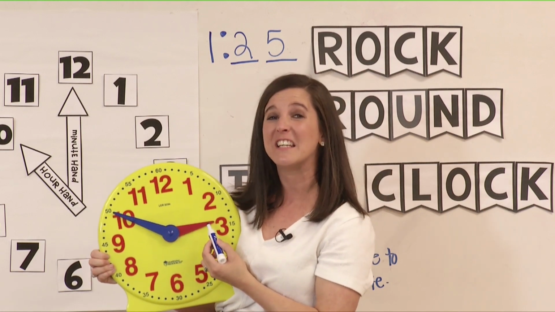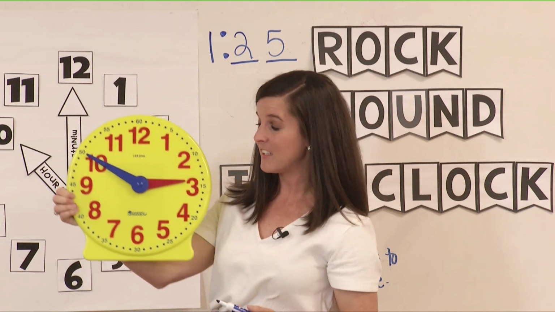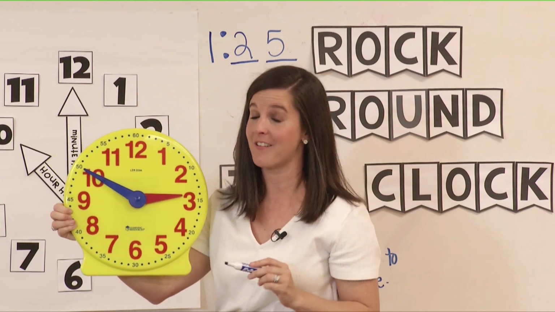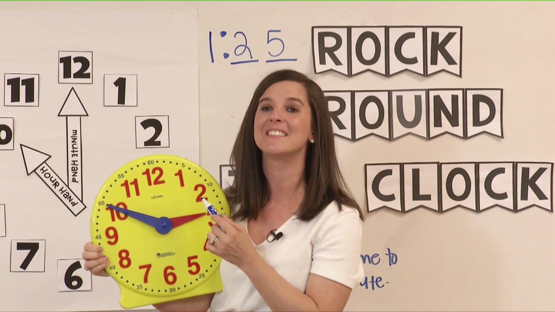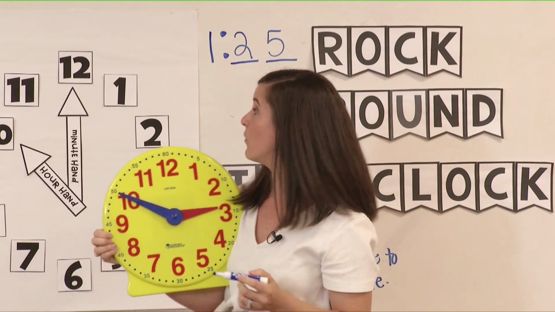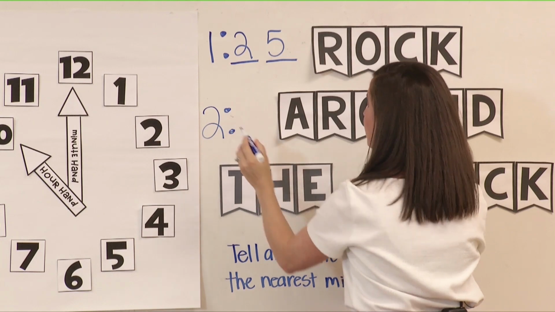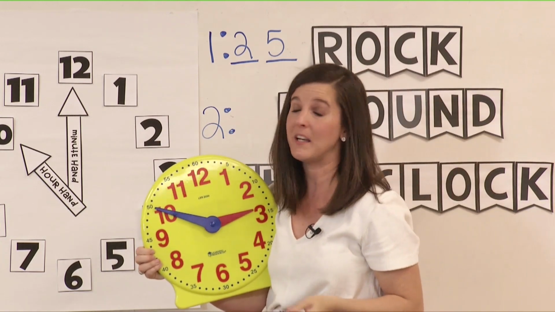And if I ask myself, is it 3 o'clock yet? The answer is no. It's not quite there. It's about to be 3 o'clock. So my hour is still what? 2. 2 is still my hour right now. So I would put 2, my colon, and then let's count our minutes.